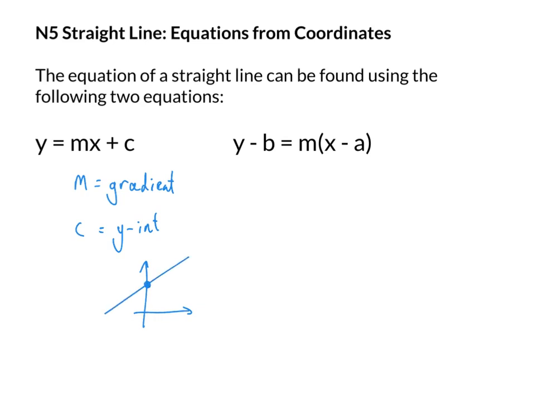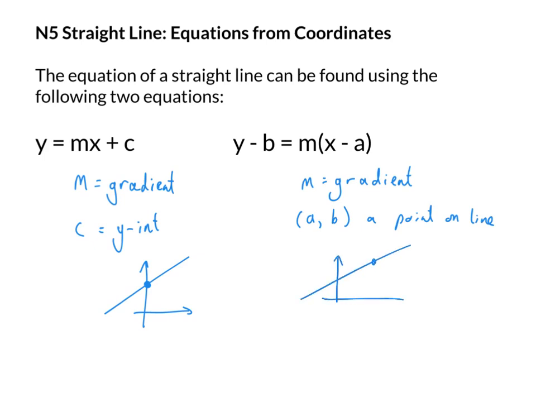You can also use this second formula, y minus b equals m(x minus a). This is used when you know m, the gradient, and when (a, b) is just a point on the line. So this is useful when you do not know the y-intercept. This would be if you were in a position like this.